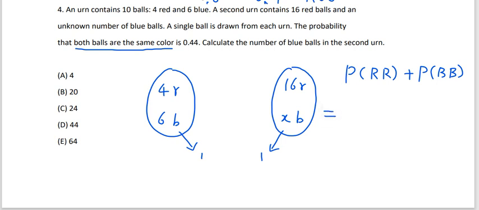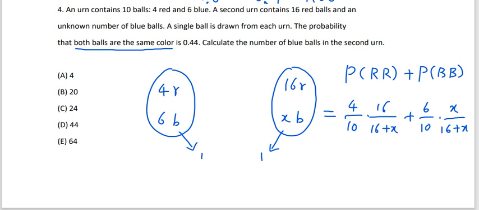So this red: from here pick one, red one is 4/10, right? And then from here, pick one, the red one is 16 over 16 plus x. So plus, both of them blue. So blue one is 6 over 10. Then here, blue one is x over 16 plus x. So this equals 0.44. So we can solve for x.